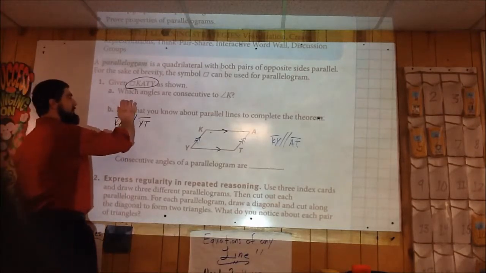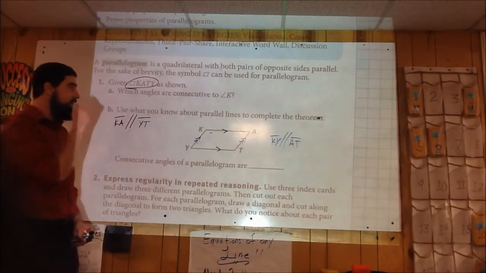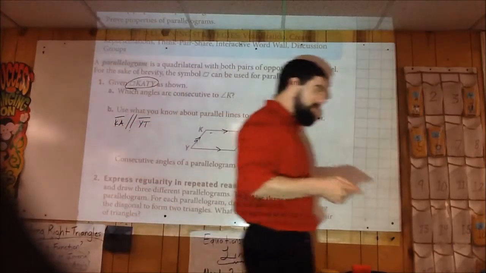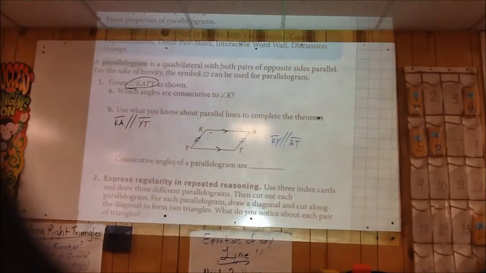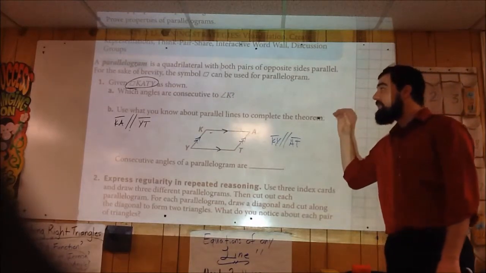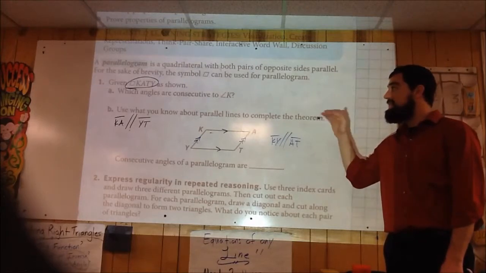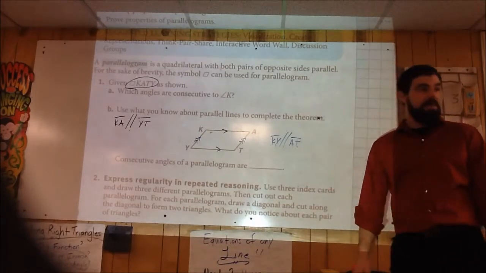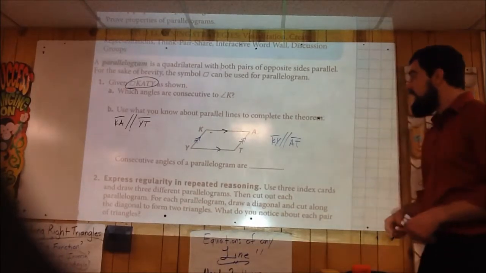So then part A asks us, which angles are consecutive to angle K? So think to yourself, which angles, notice how it's plural, are consecutive to angle K? This was another reason why on day one of, this was like 15-1, I told you, you need to get in the habit of being able to find these quickly. Consecutive angles, opposite angles, consecutive sides, and so on and so forth.